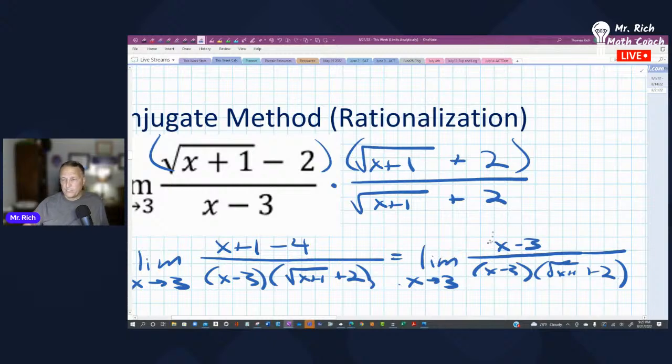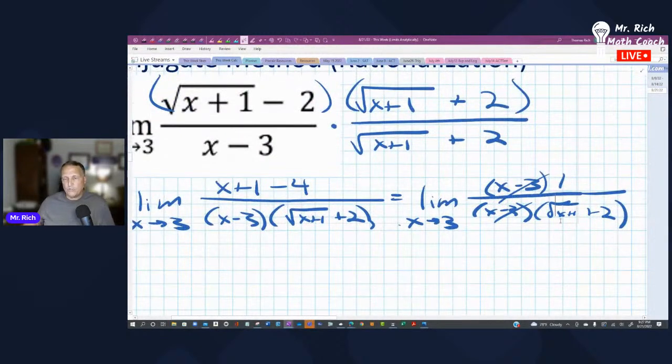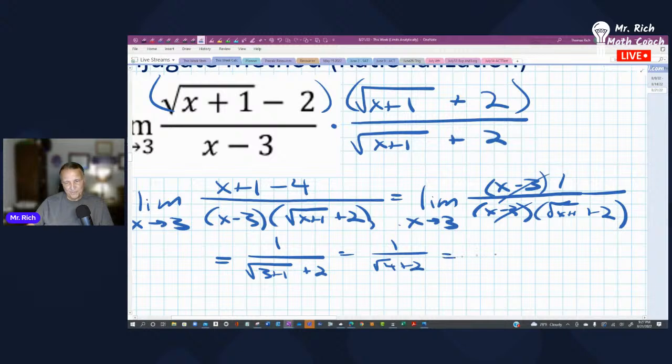And what happens is, I think you can see it, right? This x minus 3 is going to cancel. It leaves me a 1 on top. And now I can go back and do direct substitution to evaluate this limit. So this would be 1 over the square root of 3 plus 1 plus 2. So that's 1 over square root of 4 plus 2. So that ends up being 1/4, like that.